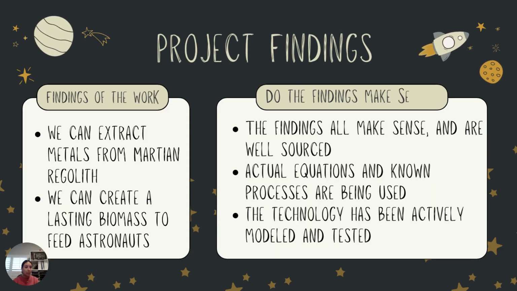And like I was saying with the project findings, the first one of which was that we can extract metals from the Martian regolith, specifically the iron. And this is super important as a big part of the work is to be able to actually extract this metal in a form that we can use and have available for projects. And then the other one is the biomass that can be used to feed astronauts. And so then this is left, and we can use this material to make sure that astronauts have sustainable living environments when they're going to be doing a mission to Mars in the future.